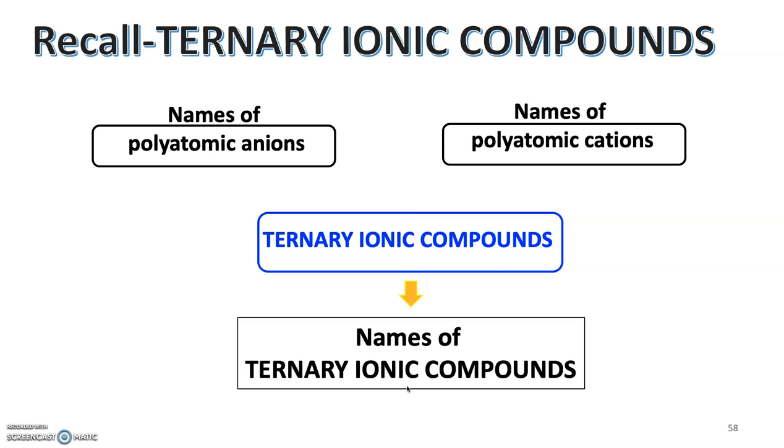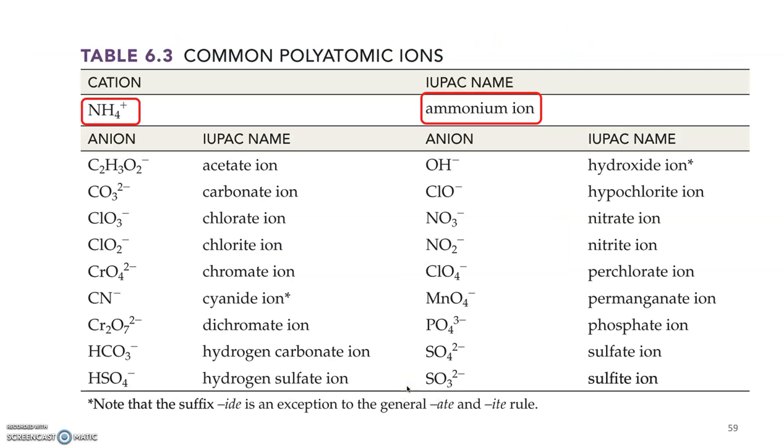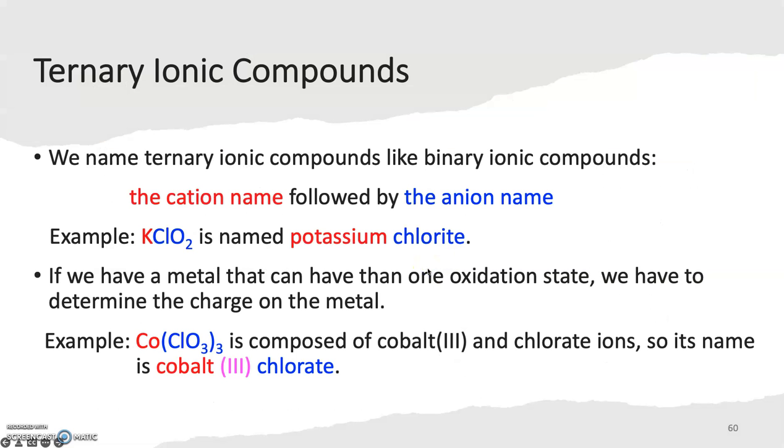I talked about names of polyatomic anions and names of polyatomic cations in my previous video lecture, and in class I talked about ternary ionic compounds. Now we talk about names of these compounds. This table is in your textbook. It shows names of common polyatomic ions, including the polyatomic cation ammonium ion and other polyatomic anions. So how do you name them?